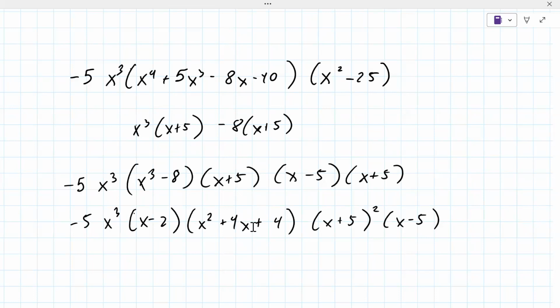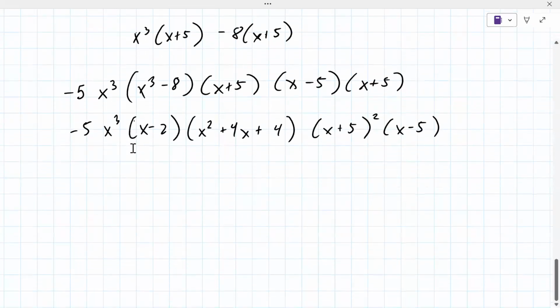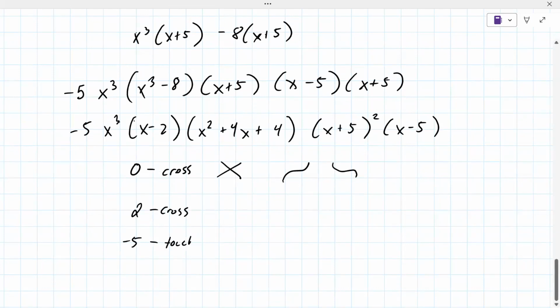Wouldn't there be, and then the 5x cubed would be on the outside. So the graph on this, what happens when it's a cube? Is that a cross or a touch? Isn't it snake through or something like that? It's a cross. It's not exactly like an X, but it does kind of snake through. I don't know how your instructor is. At 2, it's a cross. -5 is a touch or a bounce. And 5, it's a cross.